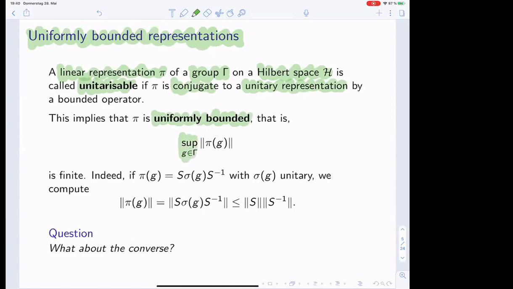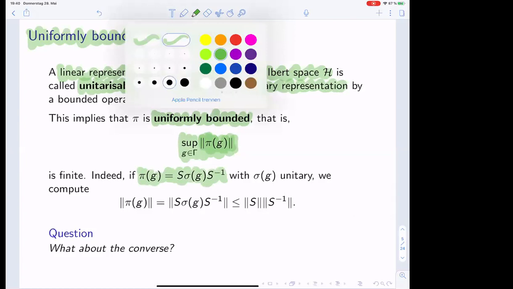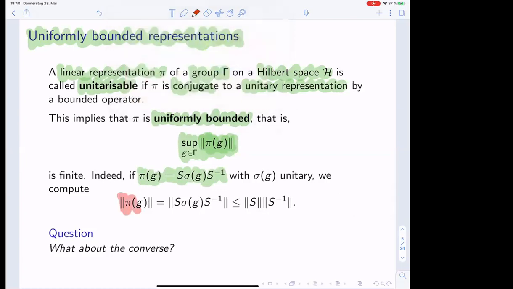The supremum over all the group elements of the operator norm of the operator will be bounded. And that's completely trivial to see, because if pi is indeed conjugate to a unitary representation, then we can estimate its norm just using this inequality, by the norm of the operator and the inverse of the operator that you're using to conjugate your unitary representation, right? So it's quite trivial to see that such representations are uniformly bounded.